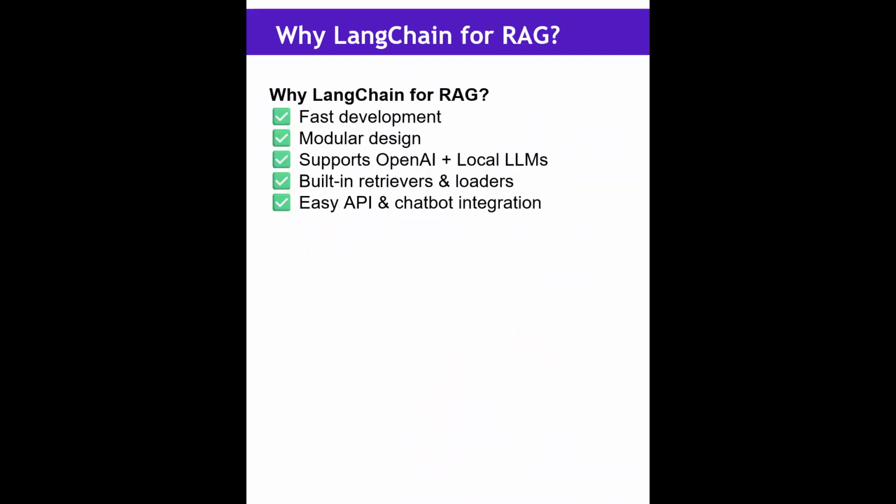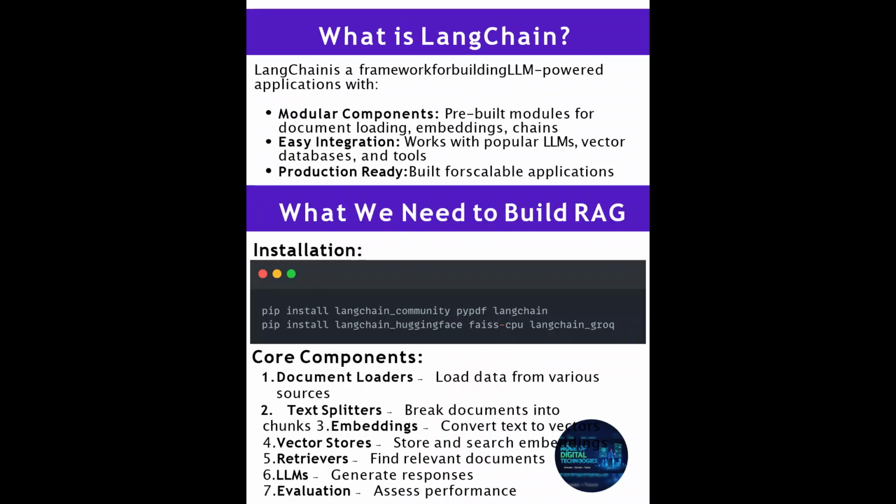Why LangChain for RAG? For fast development, modular design, support for OpenAI and local LLMs, built-in retrievers and loaders, easy API and chatbot integration. So that's why we have used LangChain for RAG.